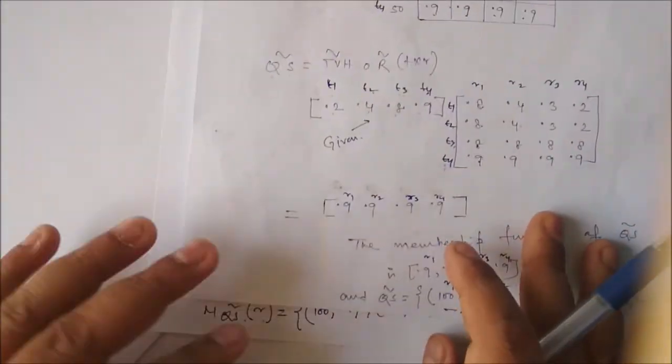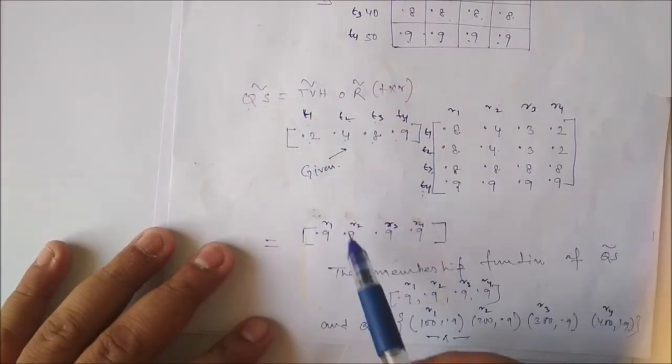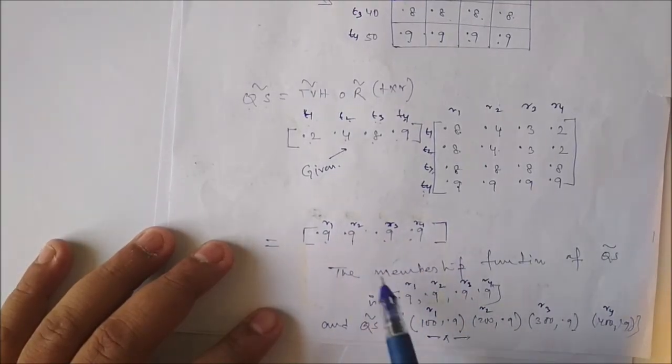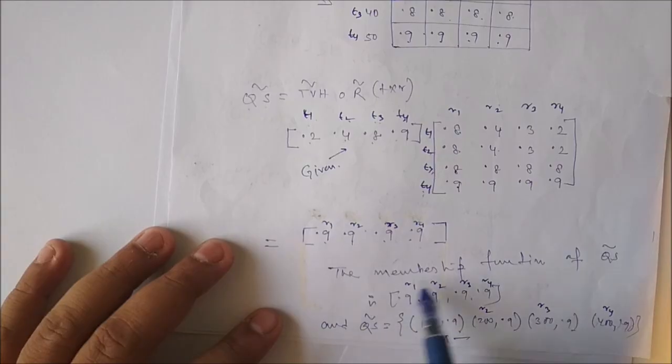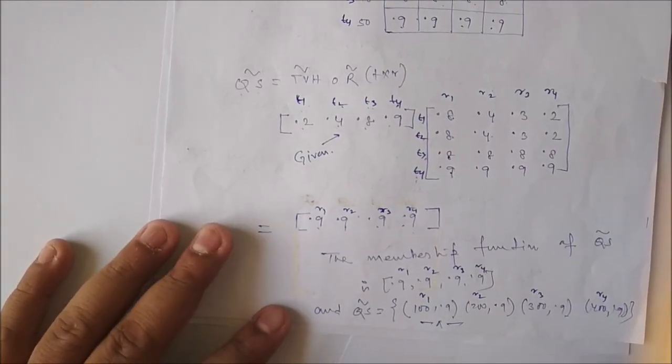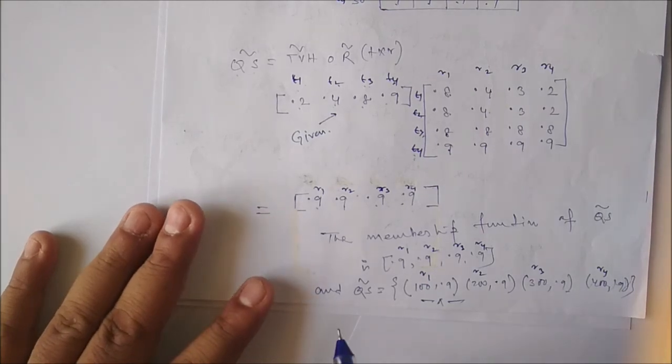So the membership values of QS are 0.9, 0.9, 0.9, 0.9 for R1, R2, R3, R4. So the membership function of QS is this one, and the fuzzy set is this one. And that is the end of this particular video.